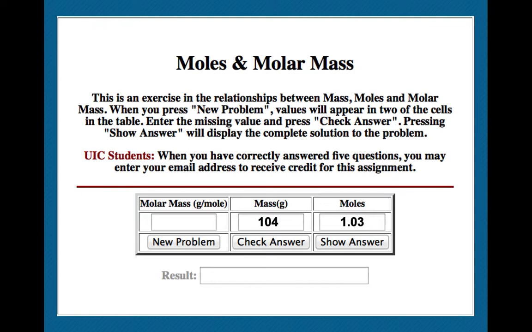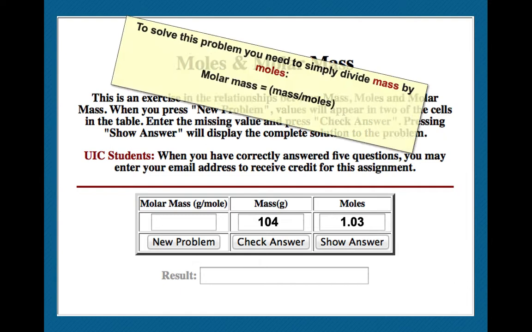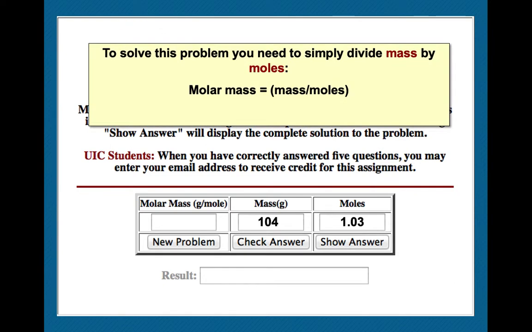Where do I get the question? I go to Chemistry Online, hit New Problem, and transcribe the numbers. Great way to practice. So, we're looking for our molar mass. We know a mass and we know the number of moles. What is molar mass? It's simply mass divided by moles. So we take our mass, 104, divided by 1.03, and we get 100 grams per mole.